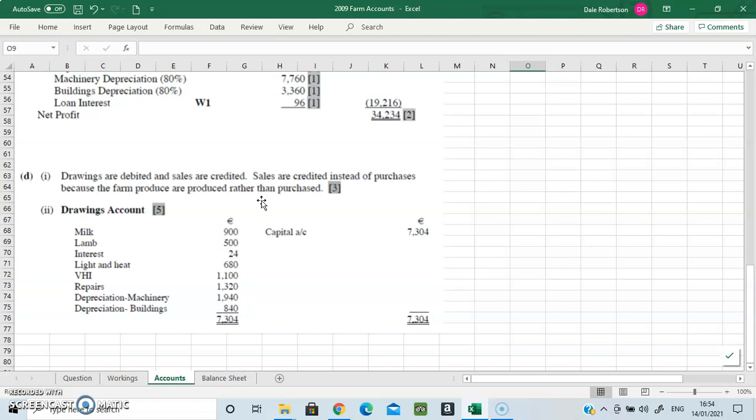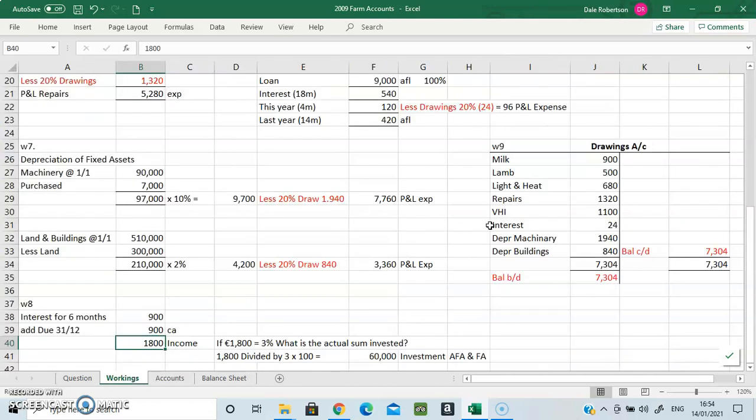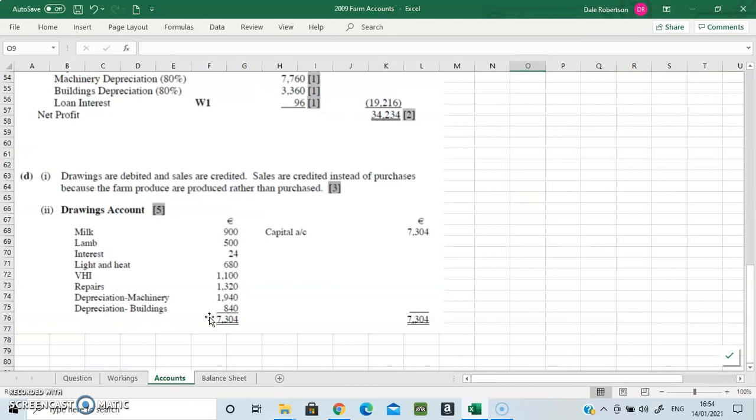And then it does show prepare Barry's drawings account. Well, I've included that here, but of course we had done that in the workings anyway. That was working number 9. That's 7,304. Now, an extra little bit here. If this was to come up as a 100-mark question, you would also be expected to complete a balance sheet, and that would be a more likely way for you guys to answer it as a 100-mark question.